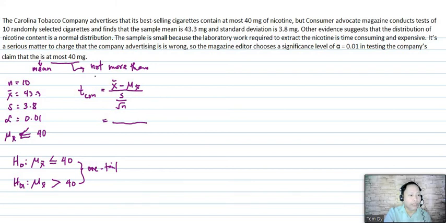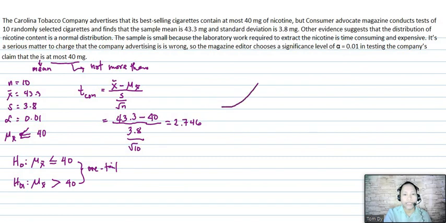We have 43.3 minus our population mean, which is equivalent to 40, divided by 3.8 as our standard deviation over the square root of n, which is equivalent to 10. So we have our value using our calculator, that is 2.746. Okay, 2.746.